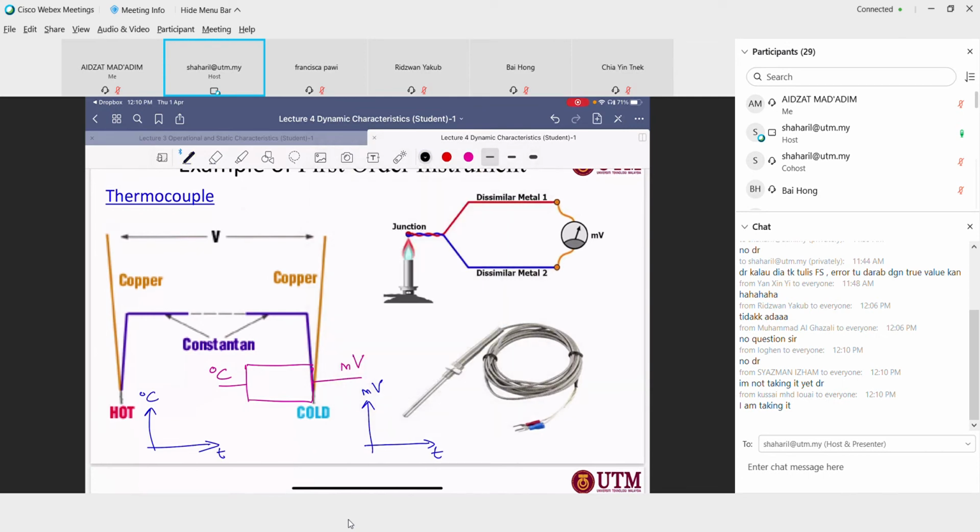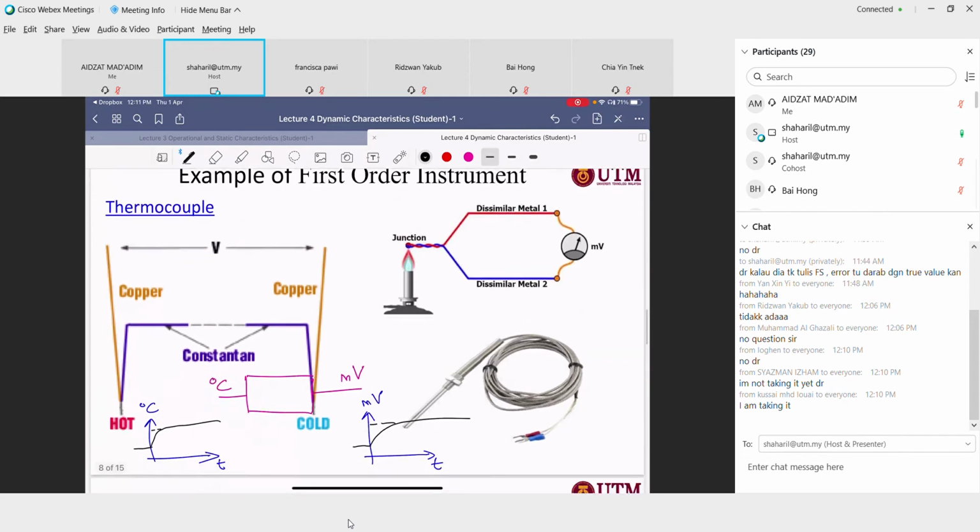Then your thermocouple detects the temperature. Your temperature does not start from zero, because the ambient temperature right now is almost 25 degrees, or maybe 20 degrees if you turn on your air conditioner. So it will not start from zero, and then the temperature will increase to the certain temperature that you set, and the same time response will happen on your output. That is the first order system.